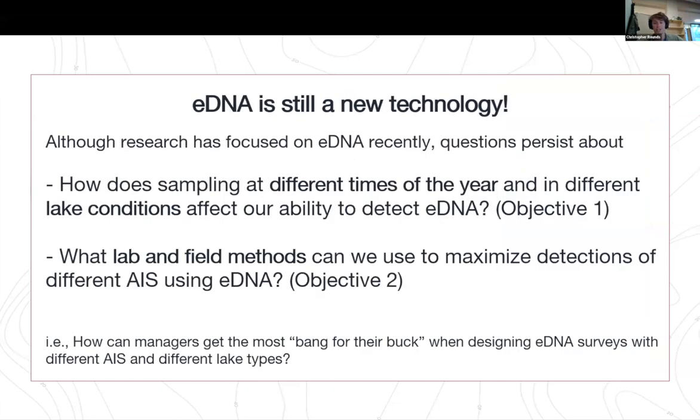But eDNA is still a relatively new technology. It has really blossomed in the last 2 decades. Because of that, there are a lot of questions that still persist about how we can use eDNA for different types of organisms. So what we have done throughout this project is look at how sampling at different times of the year and in different kinds of lakes and lake conditions affects our ability to detect eDNA. And that's the objective that I'll be talking about.